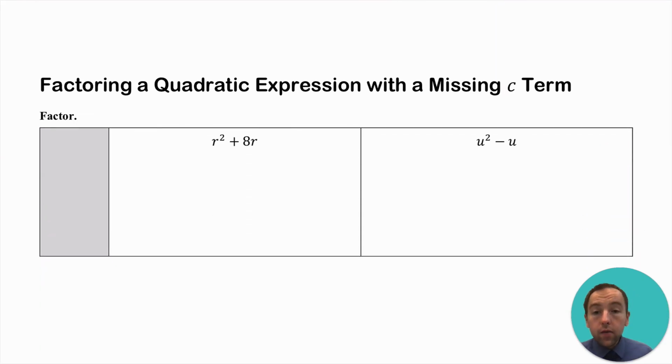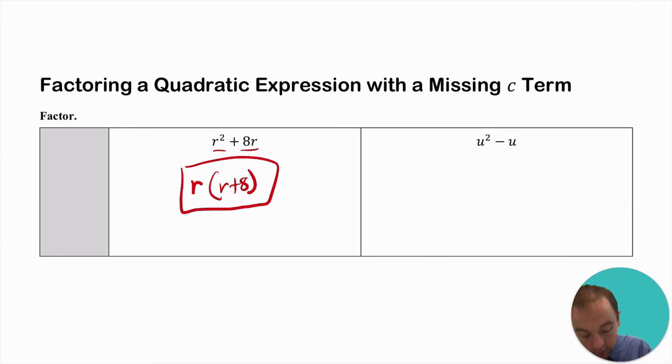And then finally, one last example that you're going to see with some special cases is that these have missing C terms. They have no constant at the end. So it does turn out that if you have only variable terms and no constants, try to find a GCF. For the first one, they have an r in common. You could factor out an r, and then you just have r times r plus 8. If you think about distributing, it works out. And that actually is factored because it writes it as that factor times that other factor.